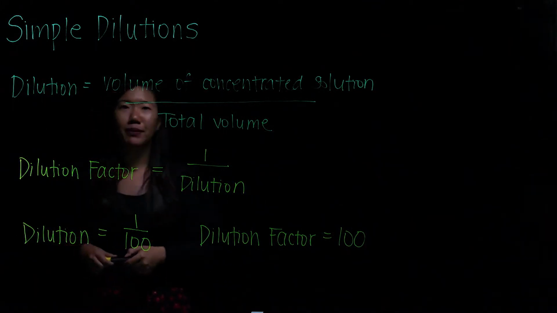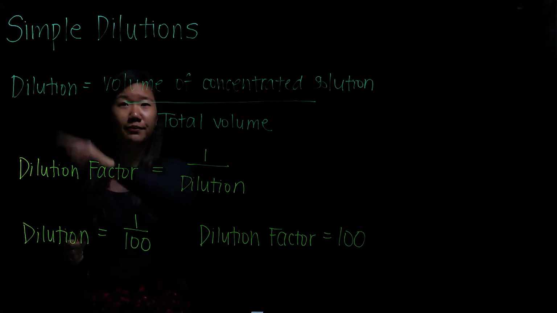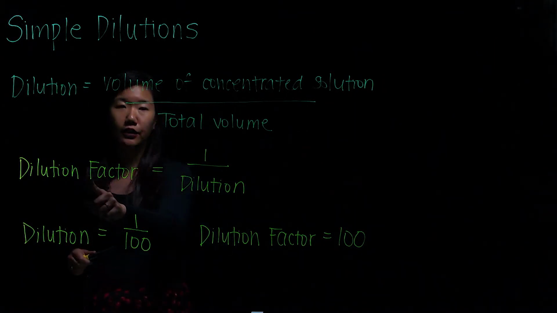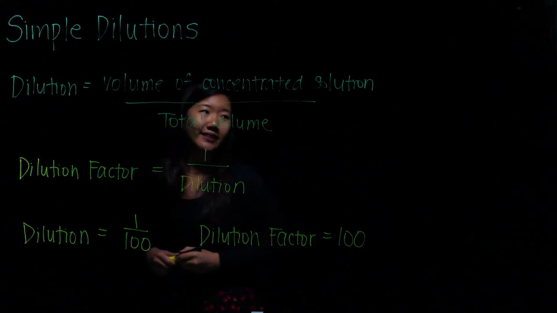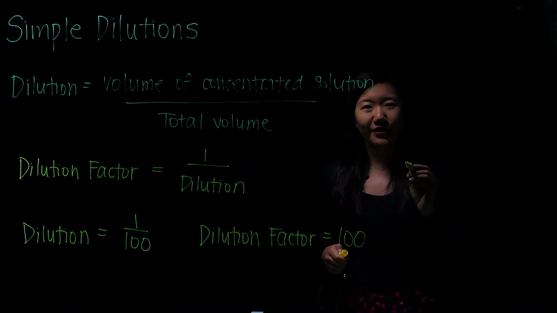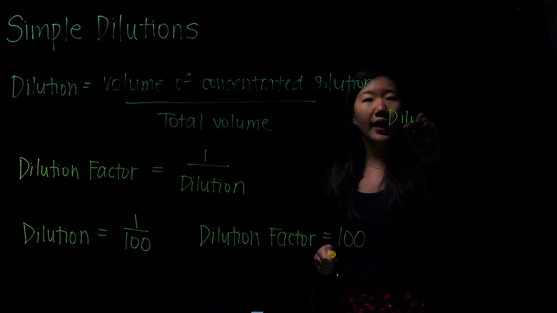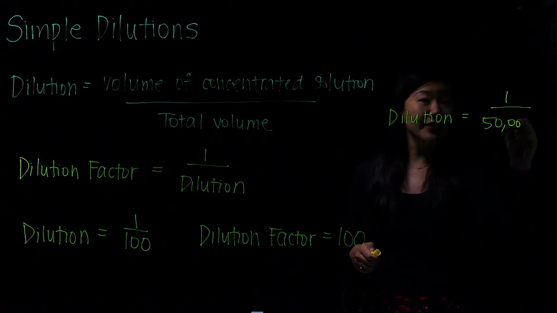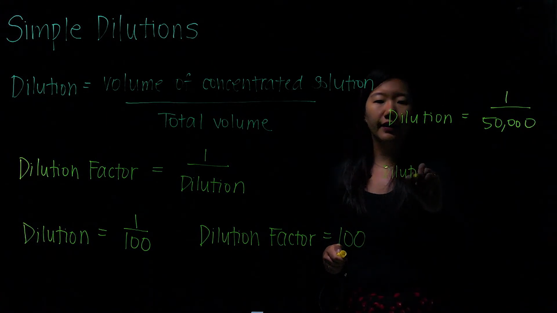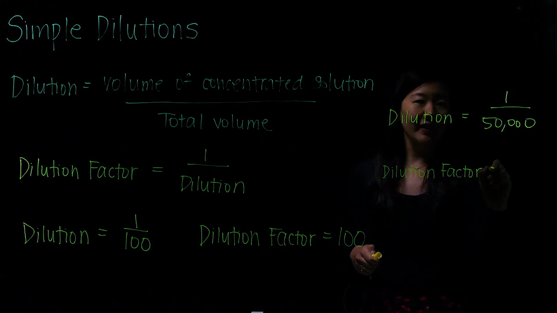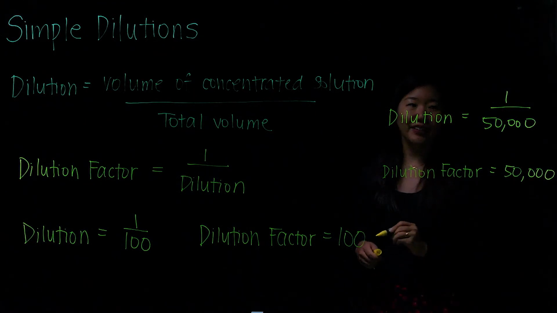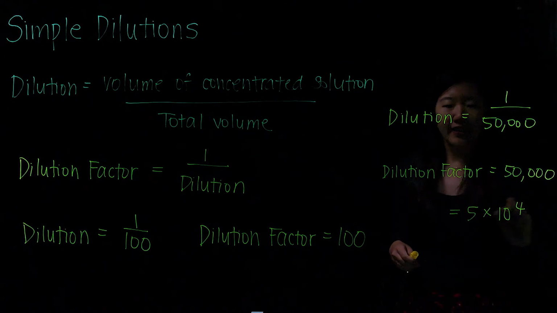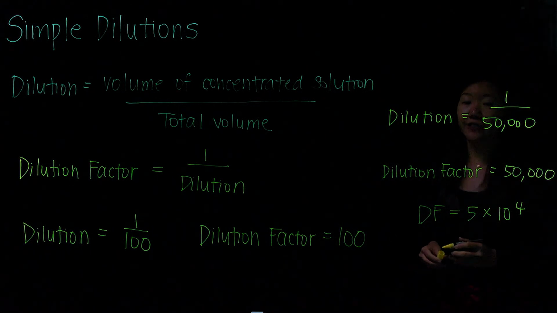Okay. So it's important to keep in mind that in some instances, you'll be working with the dilution, which is the volume of the concentrated solution divided by the total volume. And in other cases, you might reference the dilution factor, which is 1/dilution. So just in terms of this naming, let's say you have a dilution that is equal to 1/50,000. The dilution factor equals 50,000. Okay. And we can write this in scientific notation just for kicks. The dilution factor equals 5 times 10 to the 4.